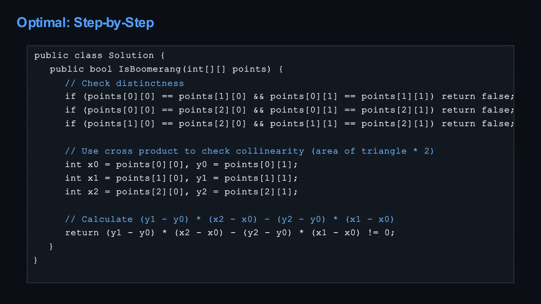The change in y from point 0 to 1 is 2, and the change in x from point 0 to 2 is 2. Their product is 4. Then, the change in y from 0 to 2 is 1, and the change in x from 0 to 1 is 1. Their product is 1. Subtracting 1 from 4 gives us 3. Since 3 is not 0, the points are not collinear, and the function returns true.